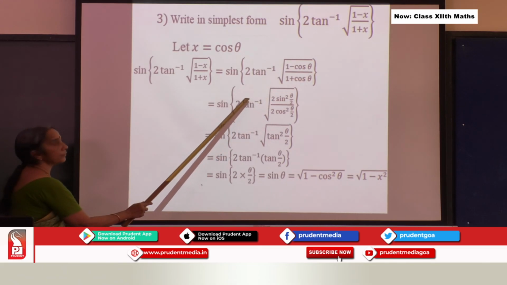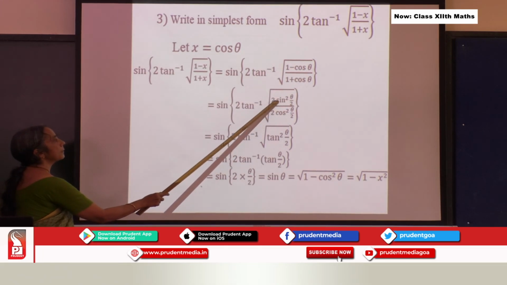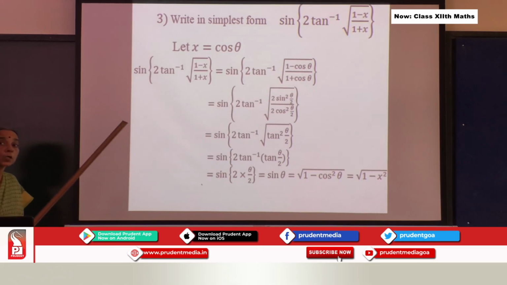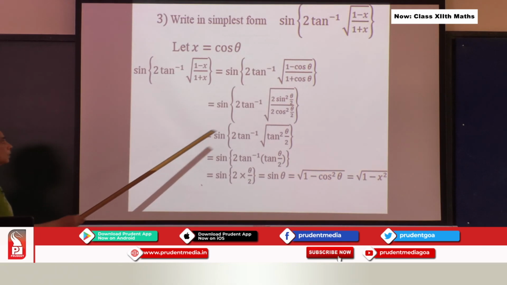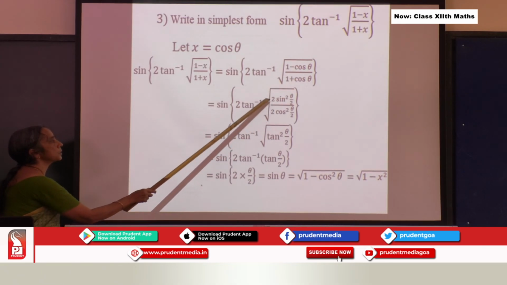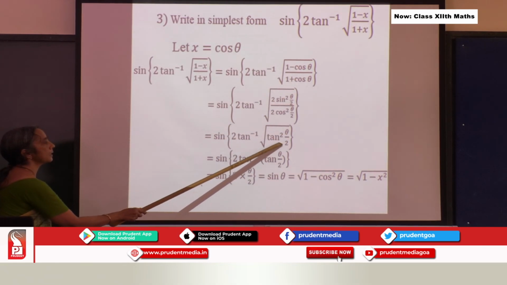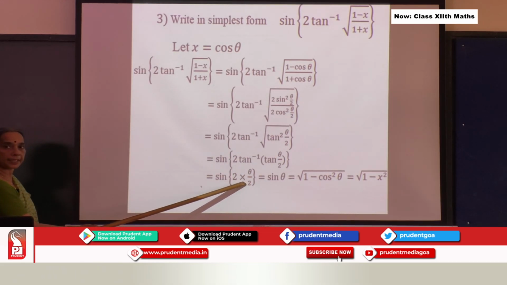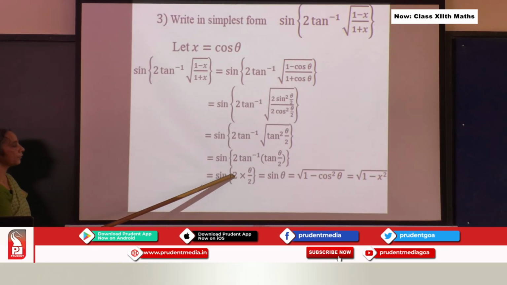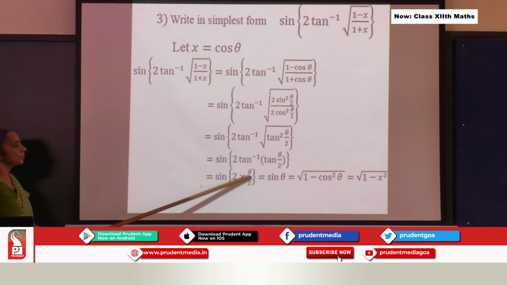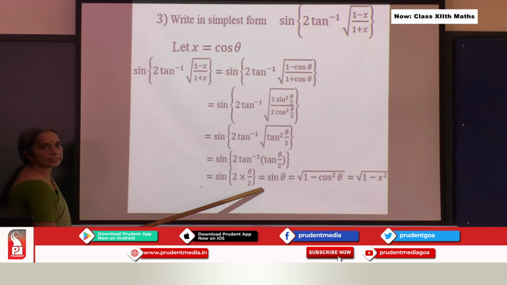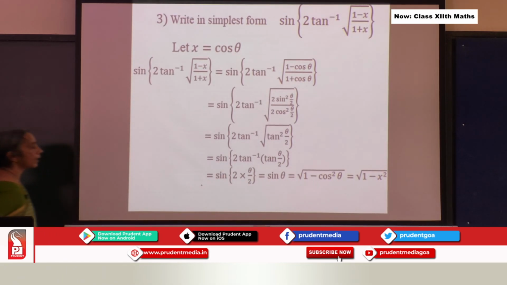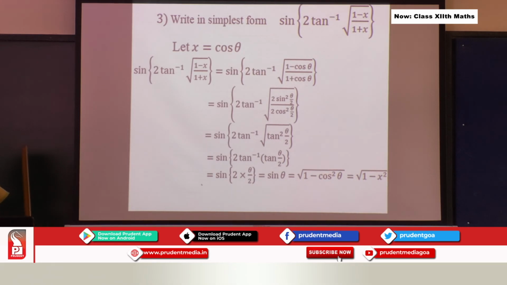You should know the trigonometry formula, 2 sin square theta by 2, 1 plus cos theta, 2 cos square theta by 2. All this you have learnt in 11th standard. So, 2 get cancelled, you get tan square theta by 2. Tan inverse of tan theta by 2, which is theta by 2. So, we are getting sin of 2 into theta by 2. So, 2 get cancelled, you get sin theta, which is root of 1 minus cos square theta, which is equal to root of 1 minus x square.